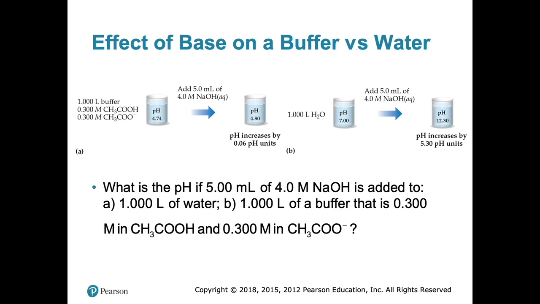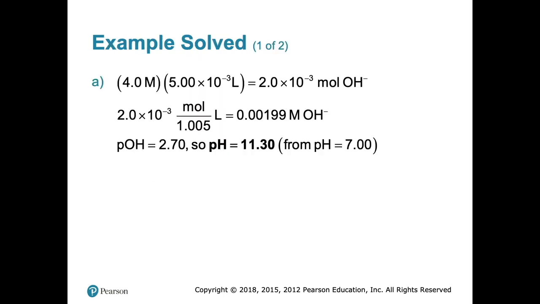Good stuff. So I can show you now how these calculations are done. Here we have our 5 mLs of sodium hydroxide times the 4 molar, which gives you this number of moles of sodium hydroxide. Then you have to get the total volume, so it's the 1 liter plus the 5 mLs. Divide the number of moles by that total volume, and you get the molarity, which is 0.00199 molar sodium hydroxide.